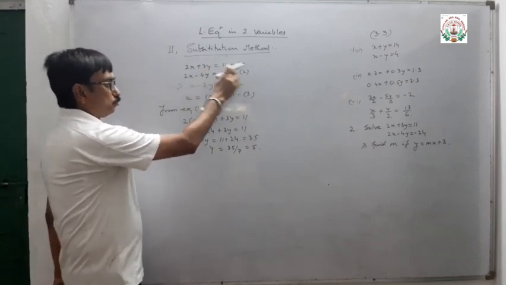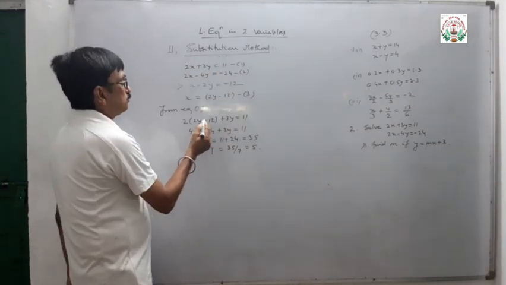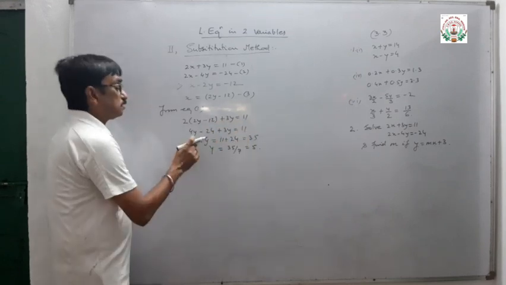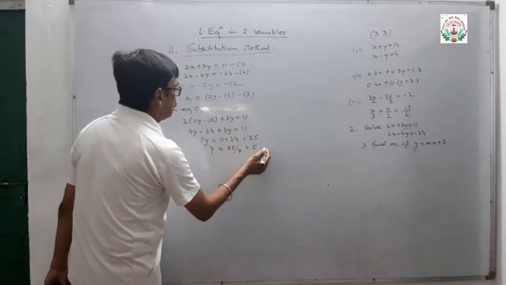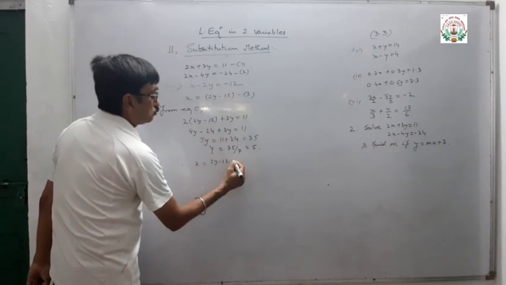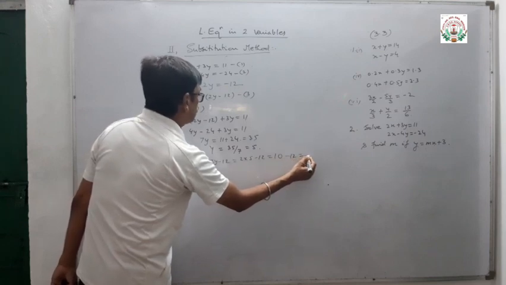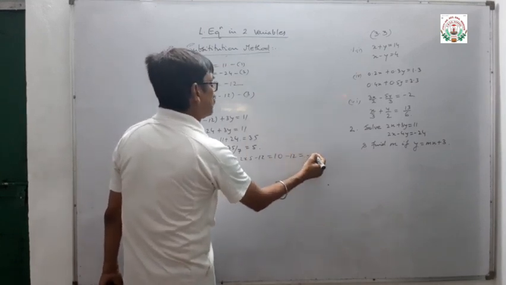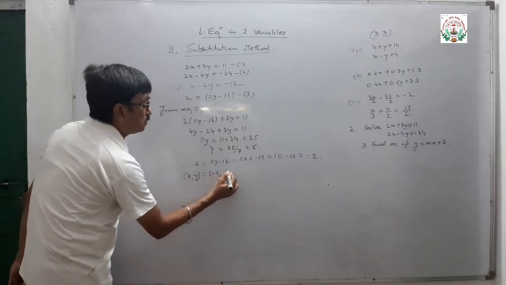So x will become 2y minus 12. On substituting the value of x in the first equation, 2 into 2y minus 12 plus 3y equals 11. 4y minus 24 plus 3y equals 11. 7y equals 11 plus 24, 35. y equals 35 by 7 equals 5. Now x equals 2y minus 12. So 2 into the y value 5 minus 12, that is 10 minus 12, equals minus 2. So we get the values of x and y as minus 2 and 5.